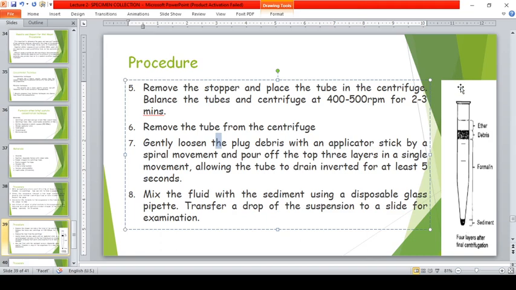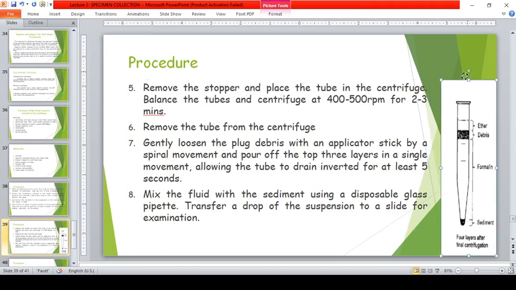So, where can you find the parasite in FECT? Formalin ether concentration technique sa may sediment, sa bottom part. Okay? So, hindi sa surface, sa bottom. So, what you will do is that you pour off the top 3 layers in a single movement, allowing the tube to drain inverted for at least 5 seconds. Ma'am, hindi ba maitatapon yung sediment? Hindi po. Okay, mag-stay lang siya dyan. So, itapon nyo yung tatlo. Yung formalin, yung debris, and ether.